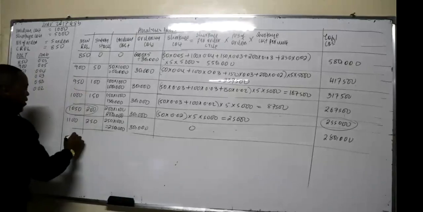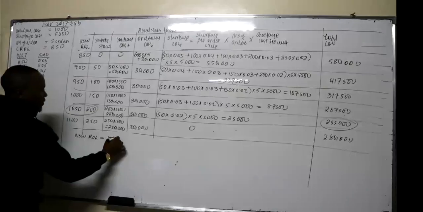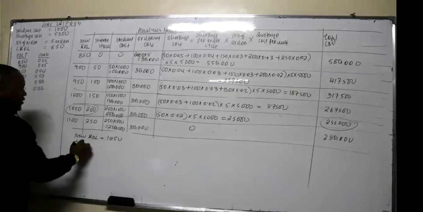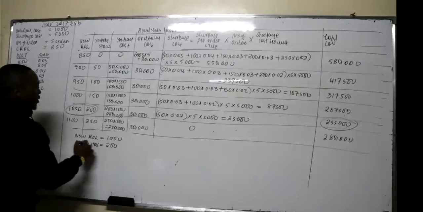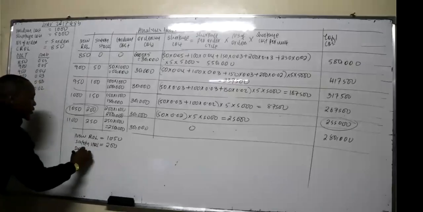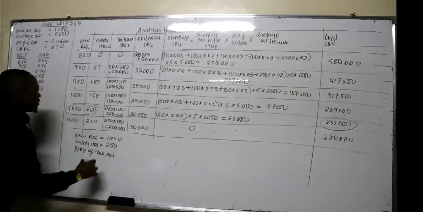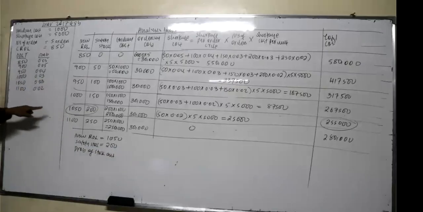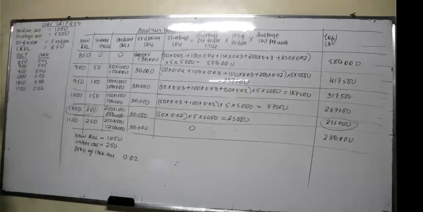So number one, our new reorder level will be 1050 with a safety stock of 200 units. What's the probability of stock out? In this case, we have decided we order 1050. So the demand also can increase to 1,100 with a probability of 0.02. That's the probability that we can experience shortage.